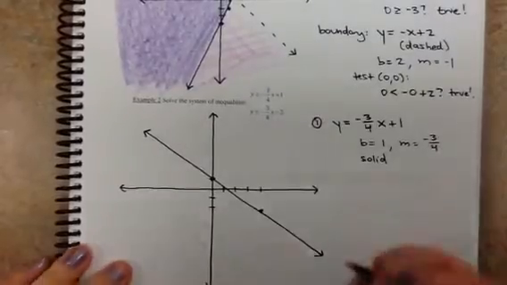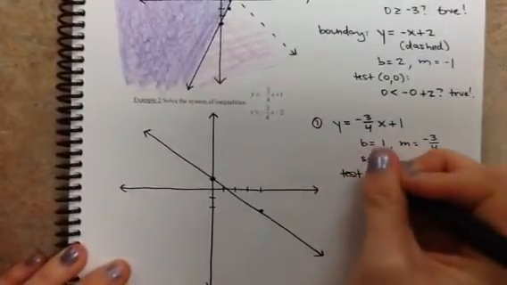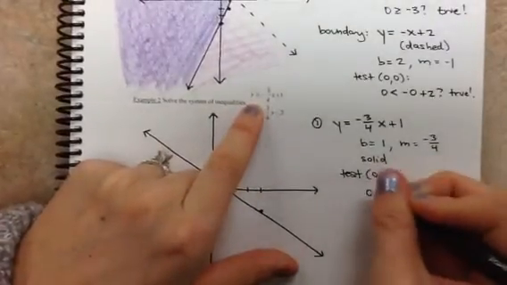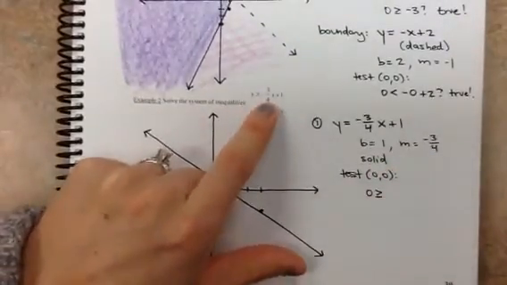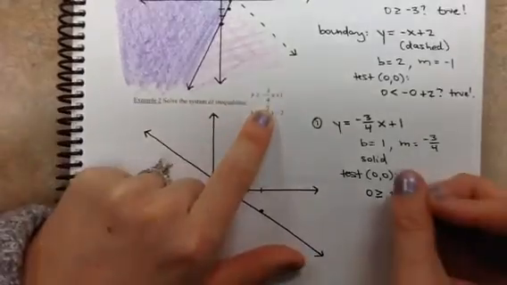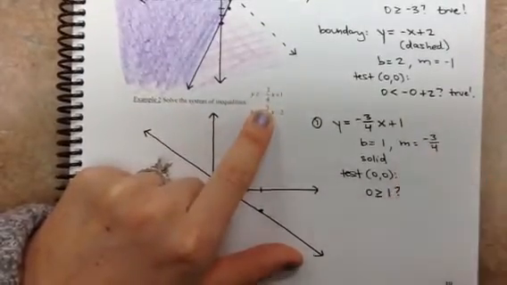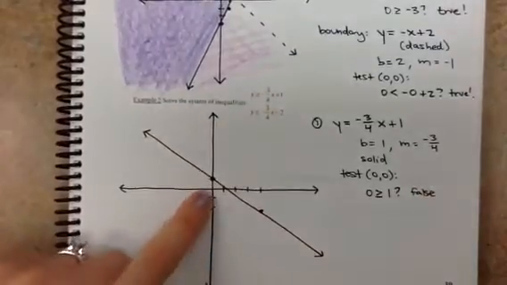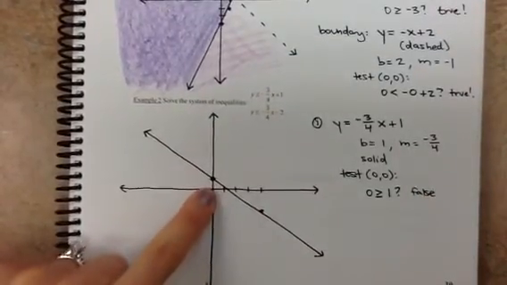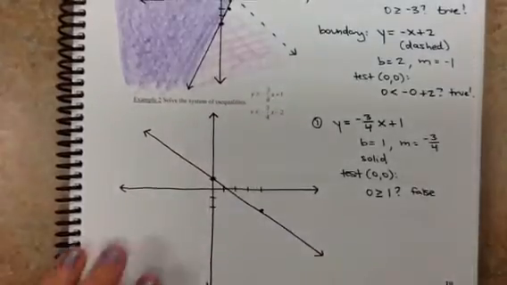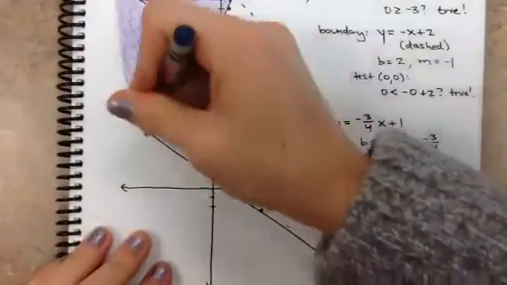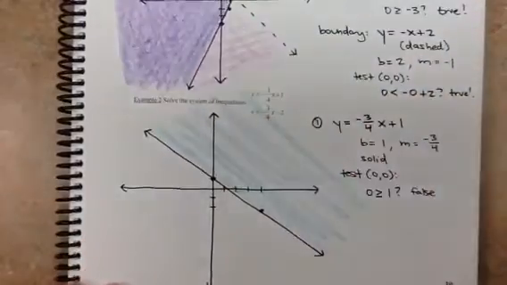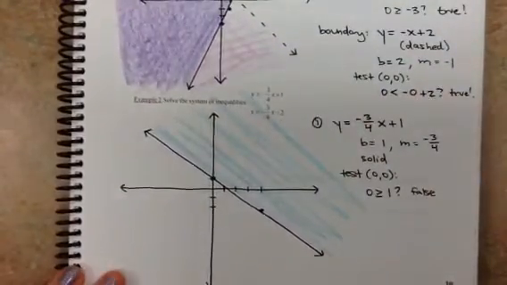Looks like that. And then I test the origin since it's not on my line. So plug it right in here. Is 0 greater than or equal to, and this is just going to turn into a 0, so is it greater than or equal to 1? No, it is not. That is a false statement, which means I shade away from the (0, 0). So this is false, which means I shade in the other direction. I'm going to shade everything up here. Okay, so that's my first one.